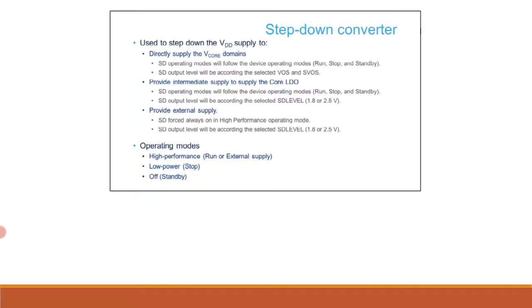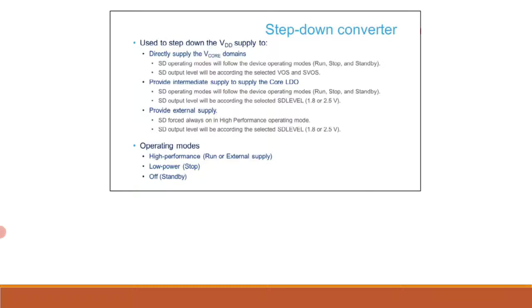The step-down converter is used to supply external circuitry. It may provide a voltage at 1.8 or 2.5 volt. In this case, the operating modes are fixed to high performance. So there are 3 operating modes, right? High performance, low power and standby.